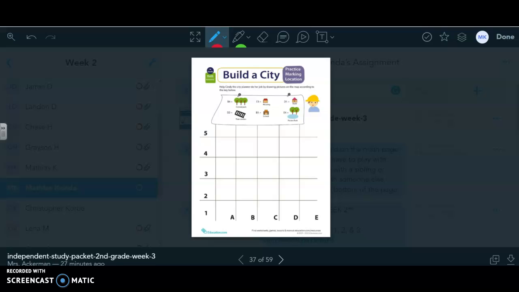I didn't tell you, okay? So you're building a city. You're helping this Cindy, the city planner, to do her job by drawing pictures on the map according to the key below. So it's telling you that the Central Park is on B4. So go down to B, up to 4, and you can draw your trees, okay, for the city park. And then you may even write city park on there. So then go to E3, down to E, up to 3, and draw your house, okay? So that's something you can maybe do today.